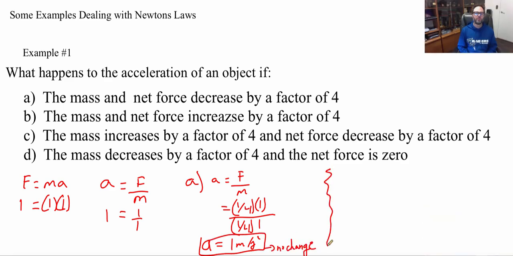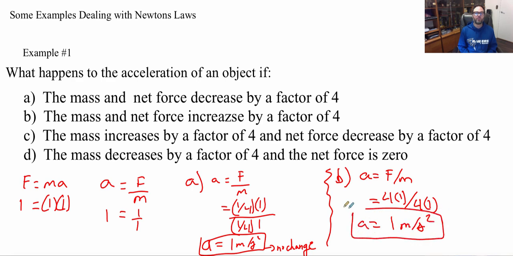So now let's look at situation B. Once again, we know acceleration is equal to force divided by mass. In this case, we are going to multiply my force by a factor of 4, and we're going to multiply my mass by a factor of 4. So we end up getting my acceleration, which is normally 1, is equal to 4 divided by 4. In this case, my acceleration is going to be 1. So my acceleration will not change.